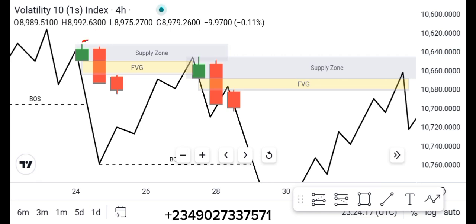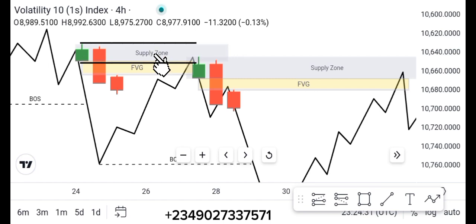You can see this first, the last bullish candle before the bearish candlestick. So that's the supply zone. You can see how I highlighted or placed a box at that area. That is our supply zone, and it must have a fair value gap, imbalance or inefficiency.